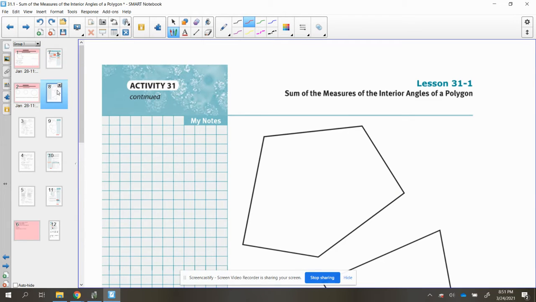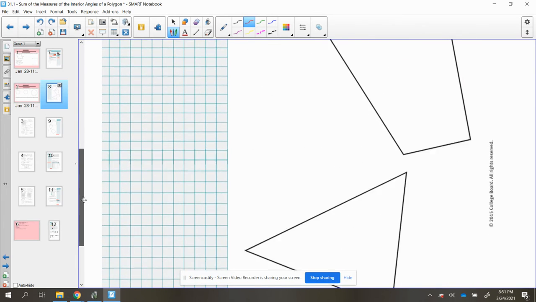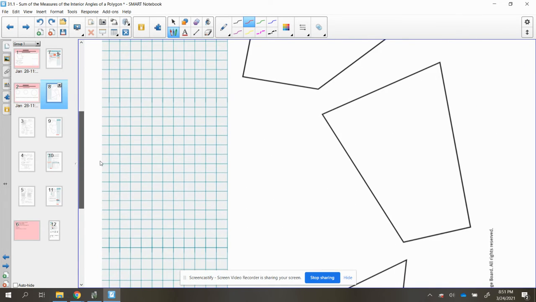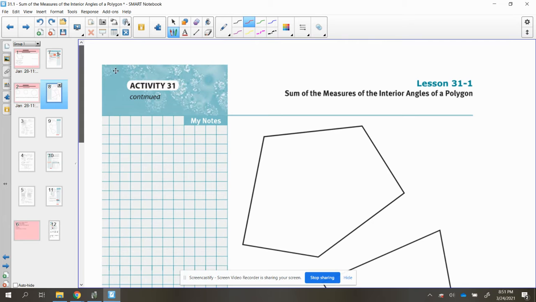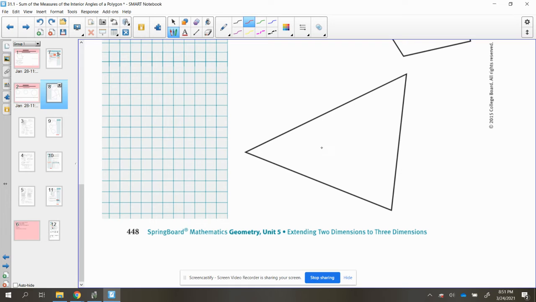Now, on page 447, we see a couple of figures. We have a triangle, we have a quadrilateral, and we have a pentagon, a five-sided figure. In our triangle, we know from way back in first semester that there are 180 degrees total when we add up the sum of these angles. No matter what size they are, they will add up to be 180 degrees.